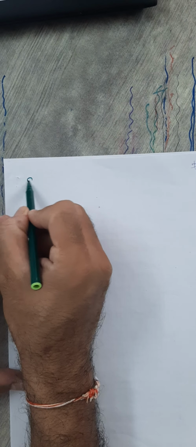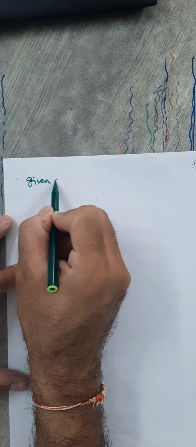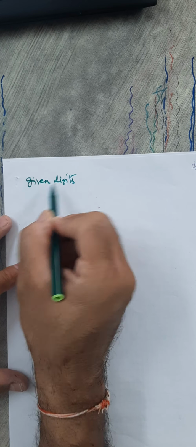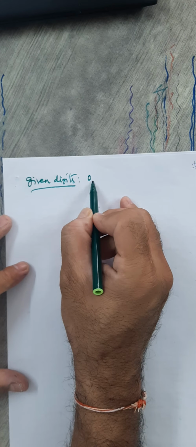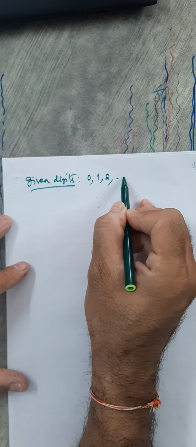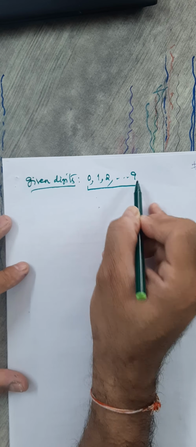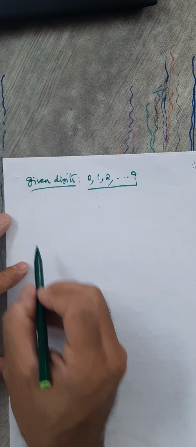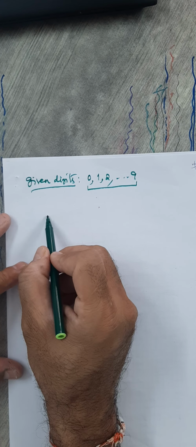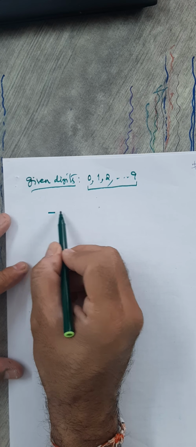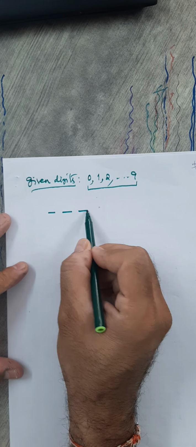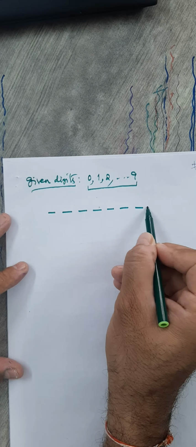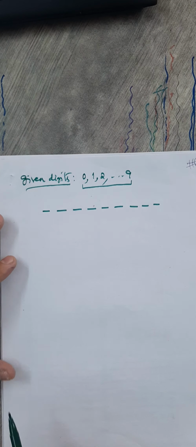Given digits 0 to 9, remember here. All digits means all the digits in the universe. How many digits are there? 0, 1, 2 up to 9, 10 digits. That's why our number system is called the decimal number system. आपको कितने पोजीशन फिलअप करना है? Total number of 9-digit number, 9 positions you are going to fill up.